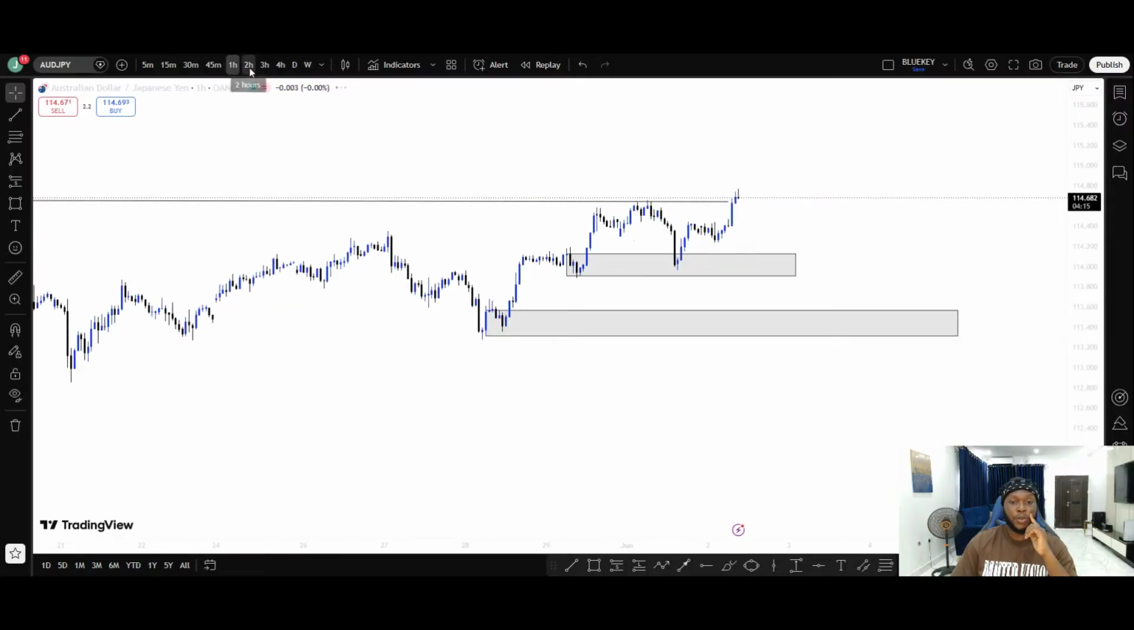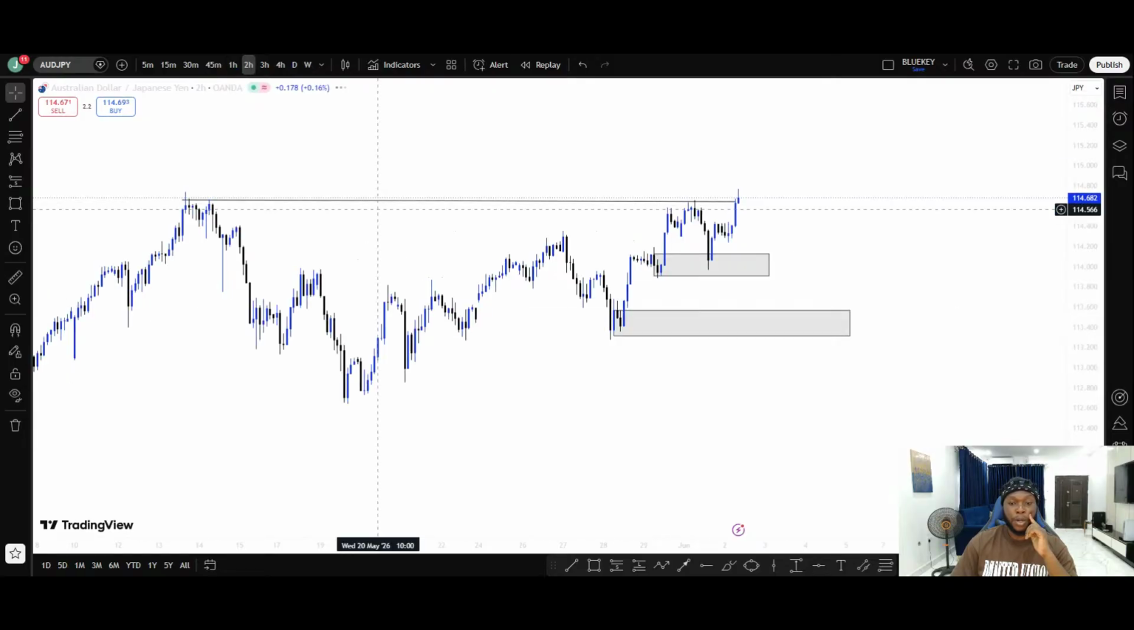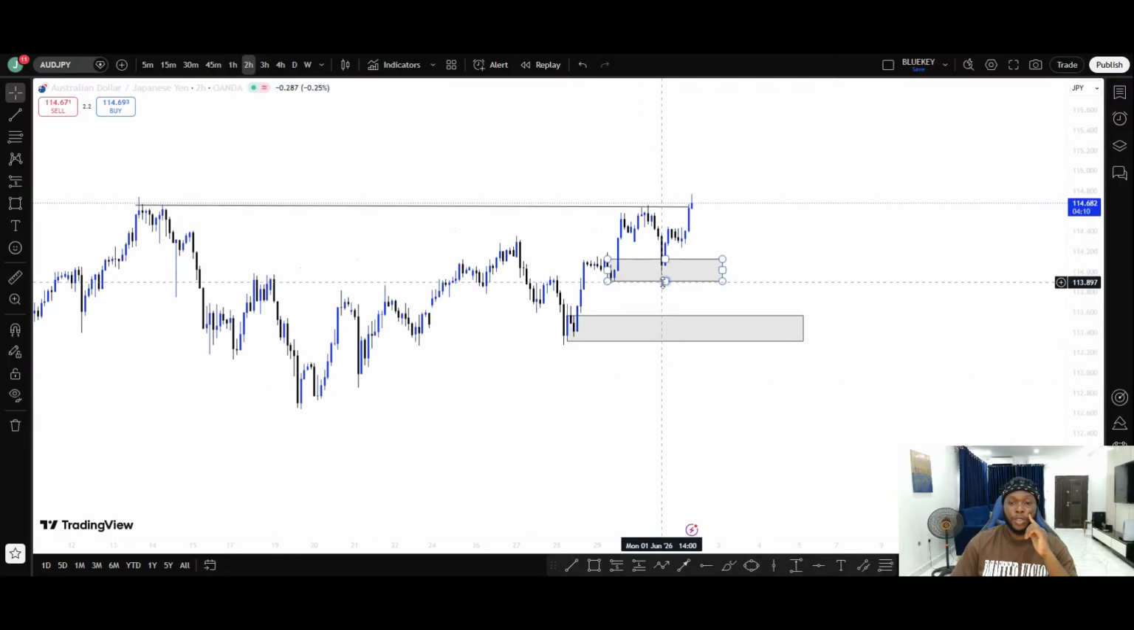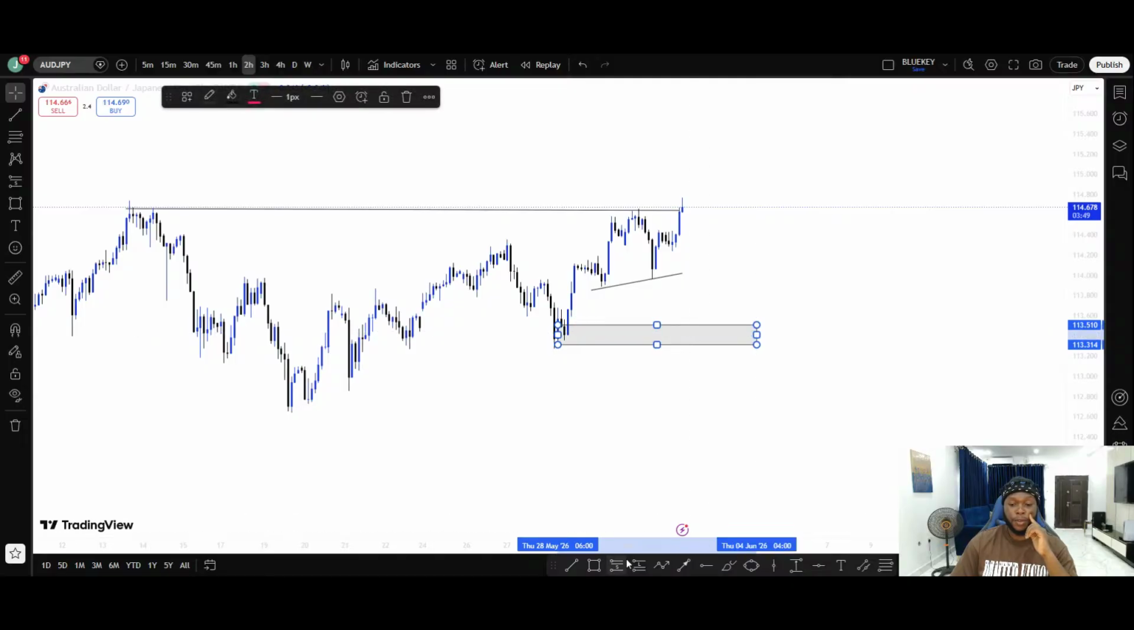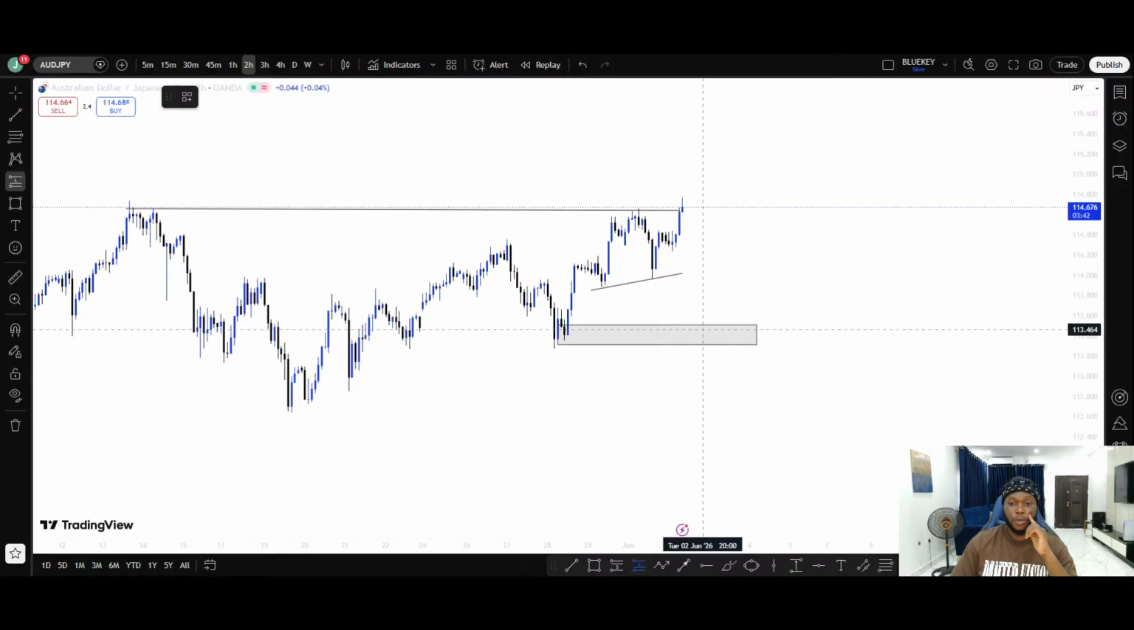So I'm going to be sticking to the 1 or the 2 hour order block here. So this is done and dusted. What I'm going to be expecting is that these guys here are going to be serving as liquidity. So you can reinforce this a little bit like this, and then you're going to be getting yourself a nice long setup from this zone.